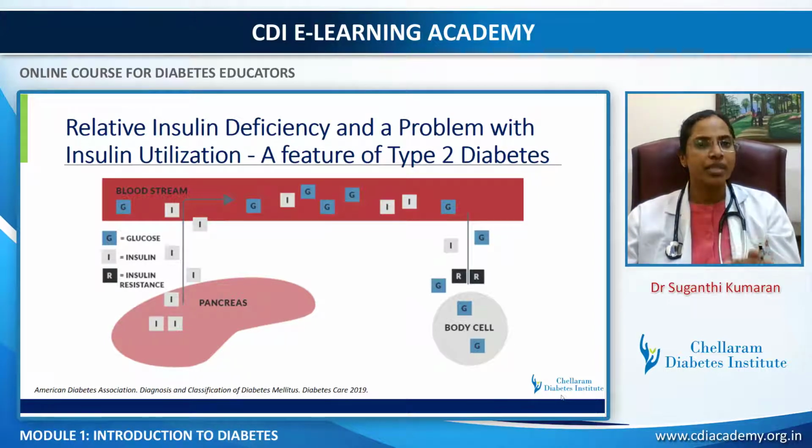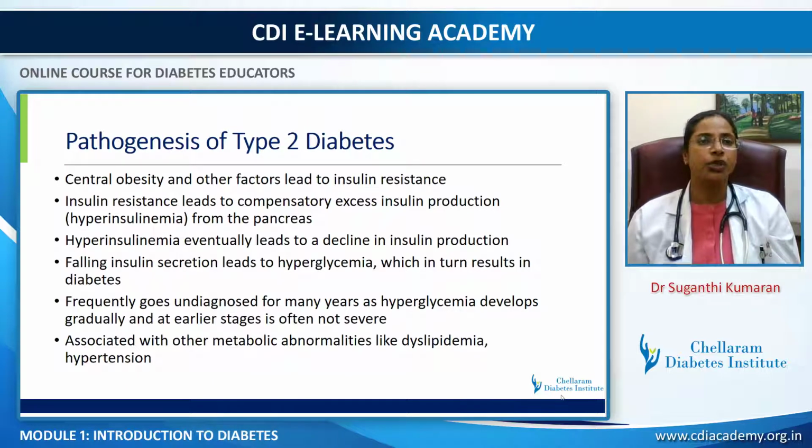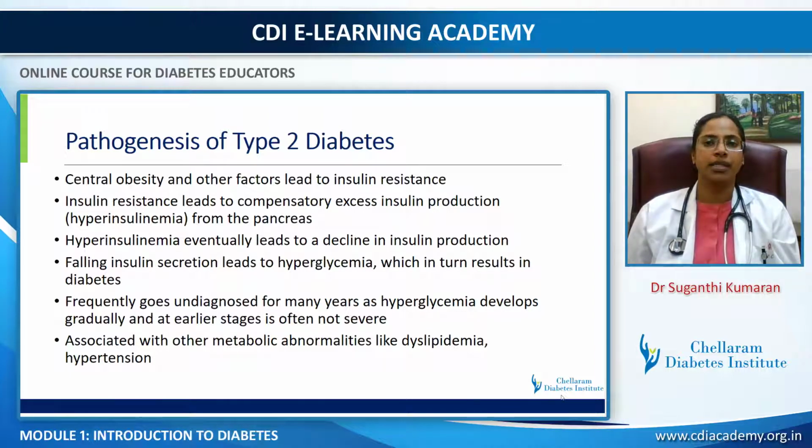However, because of the resistance, in other words, the insulin is not in good shape, more insulin has to be produced, and this becomes a vicious process which will further decrease the sensitivity and thereby decrease the amount of glucose entering the body cell for metabolism or energy utilization. And what are the factors which will make it worse? Central obesity also leads to insulin resistance.